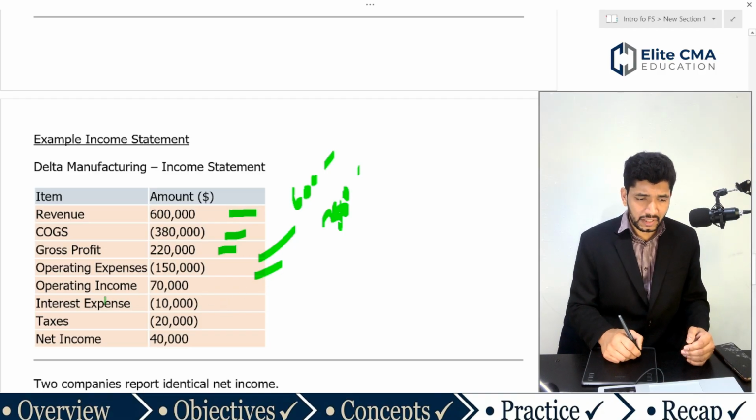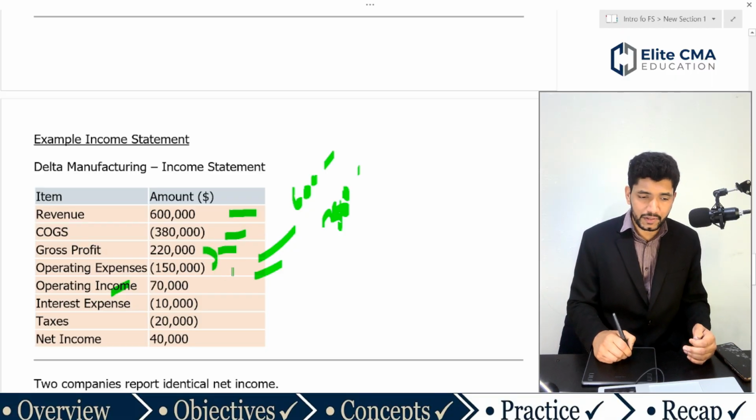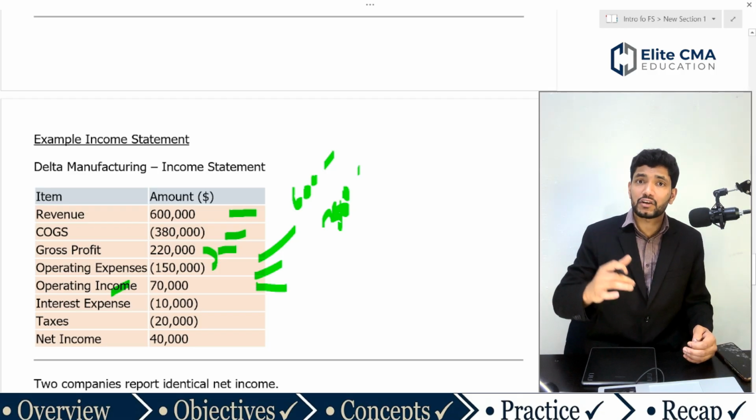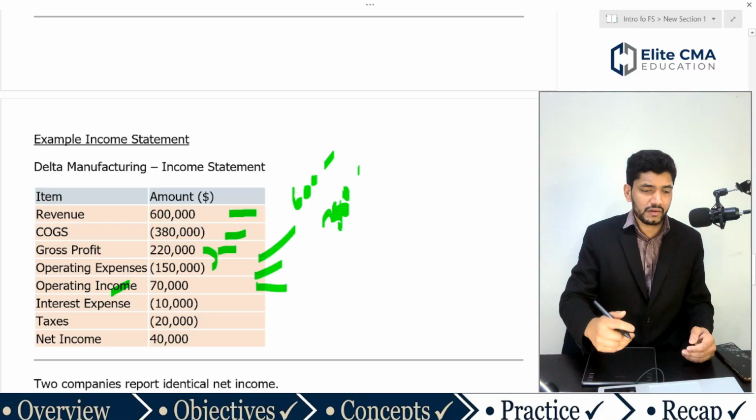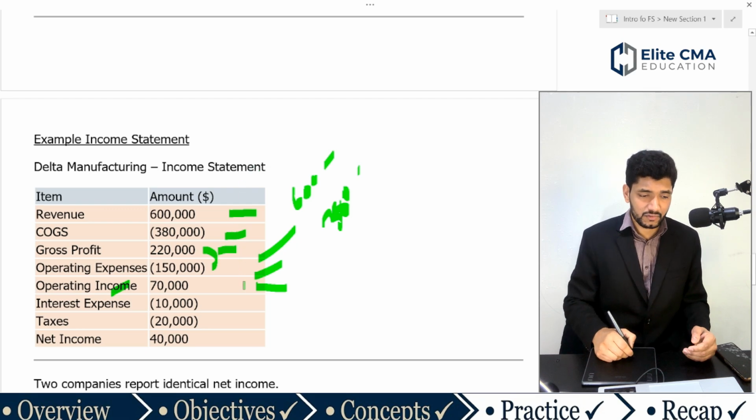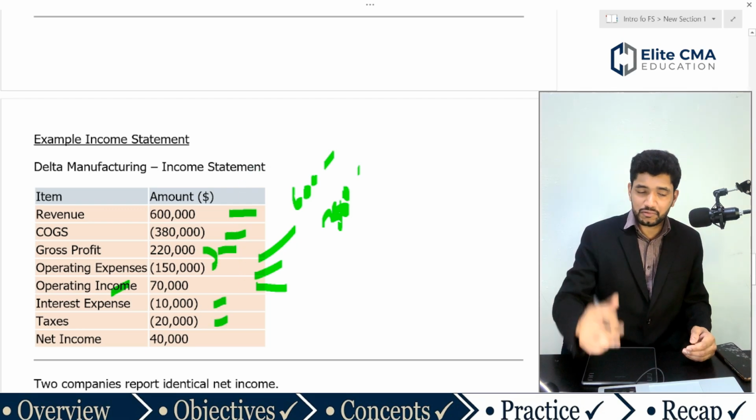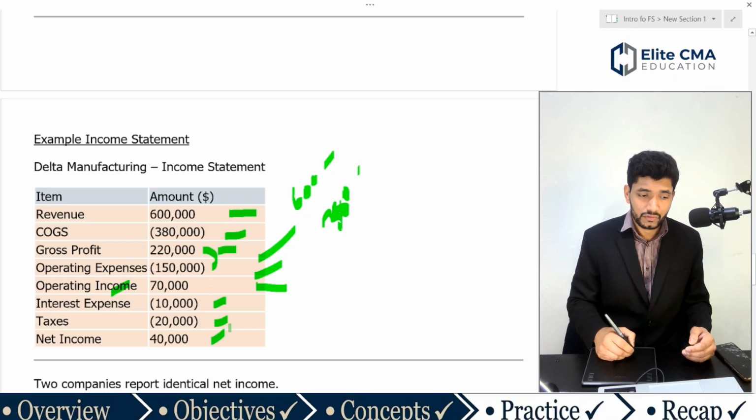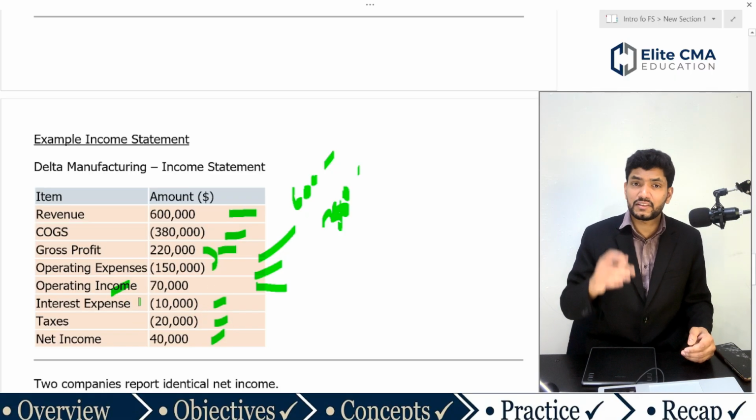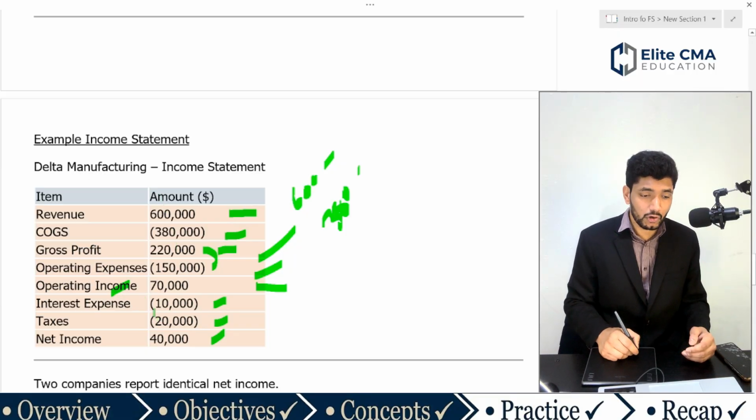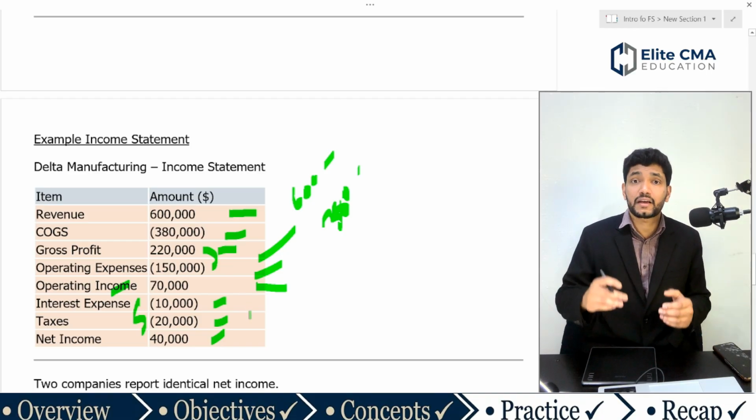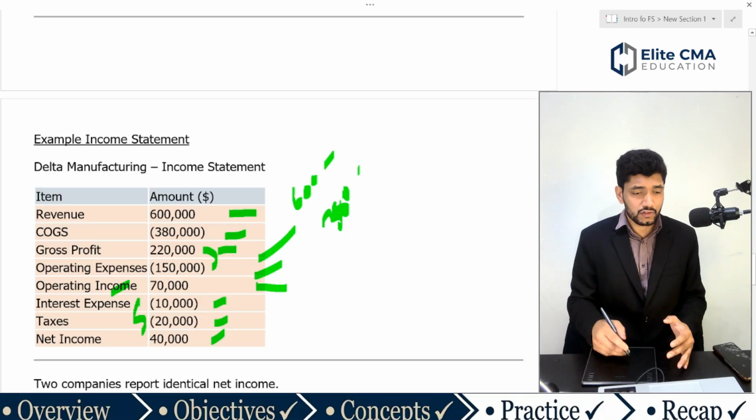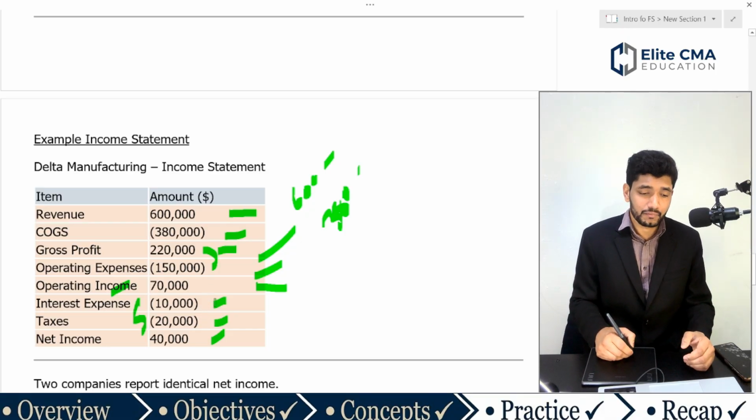So to get the operating income, we subtract 150,000 from 220,000. With the operating income level, we have considered all the cost of goods sold and all operating expenses. After that, there are some interest expenses and taxes that are also subtracted to calculate the net income. The interest expenses and taxes are normally considered non-operating expenses. If there is non-operating income, like a gain on sale of an asset, this has to be added before the net income.